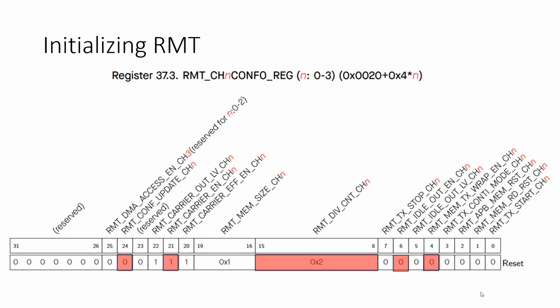The next register is called RMT channel N conf 0 reg. Okay, so this one has a variable in the name of the register, N. So there are 8 RMT channels.